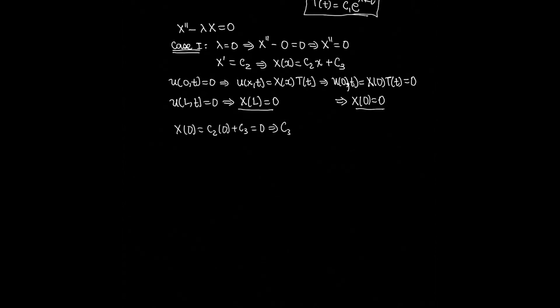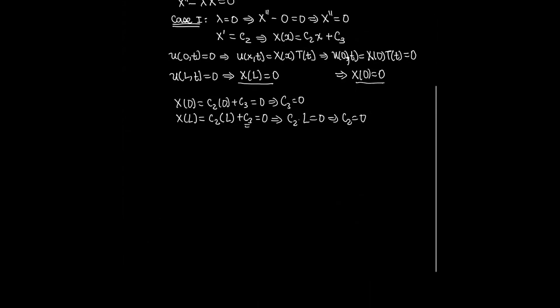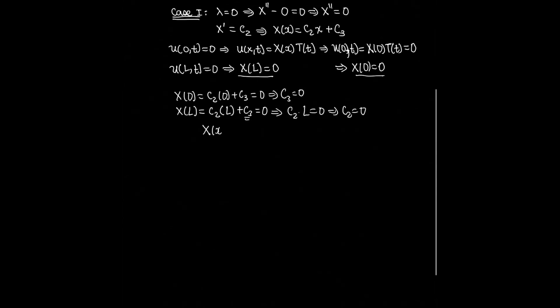From here I have c3 equal to 0. Then X(L) equal to c2 times L plus c3 has to be equal to 0. But c3 is already 0, we found it, so we know that c2 times L equals 0. Then c2 is just 0. That implies that the function X is 0, which leads to u(x,t) being equal to X times T, so it's going to be just 0. So this is a solution for case 1.